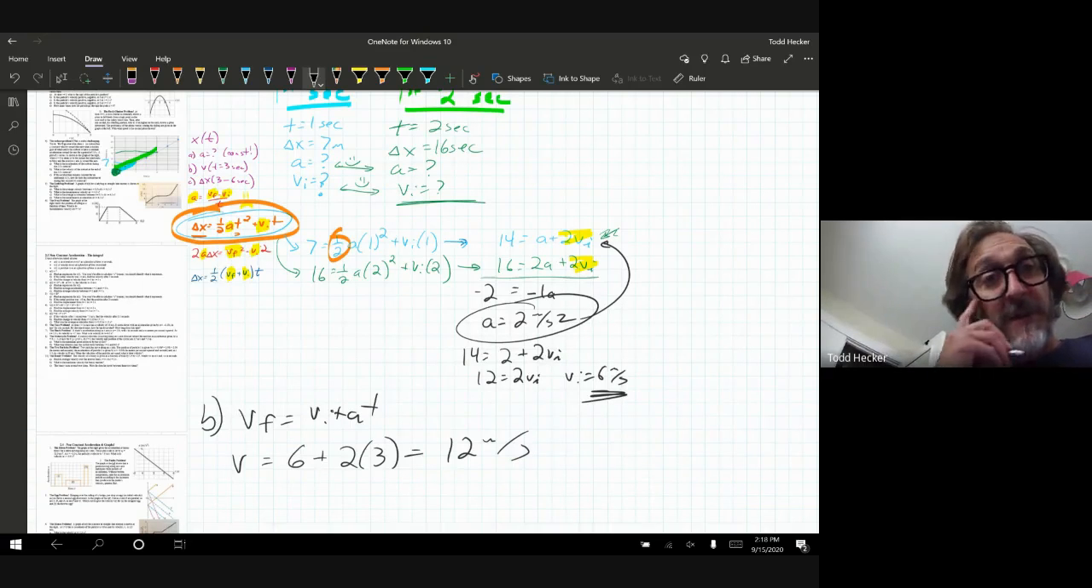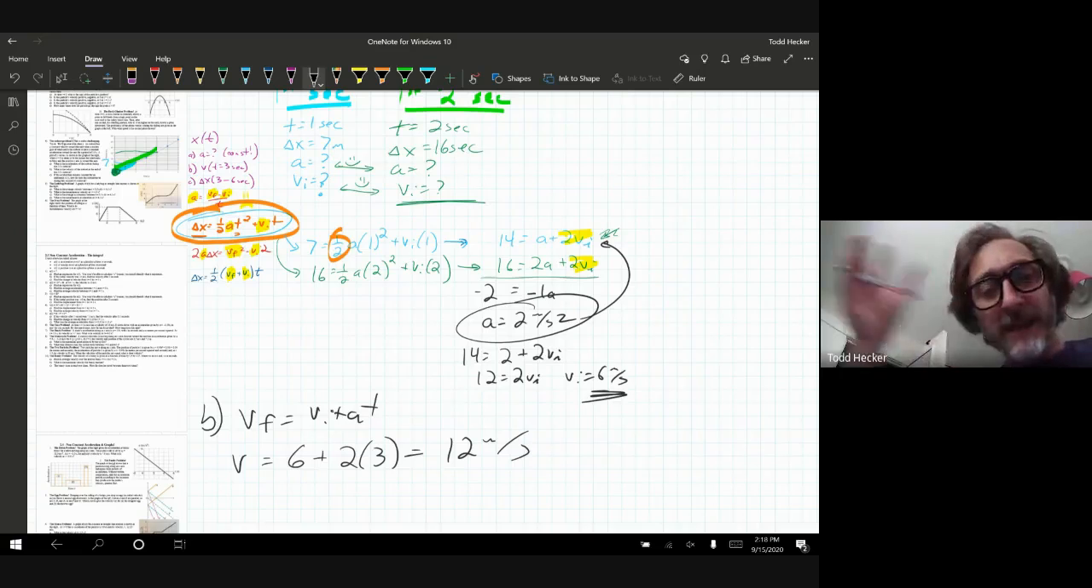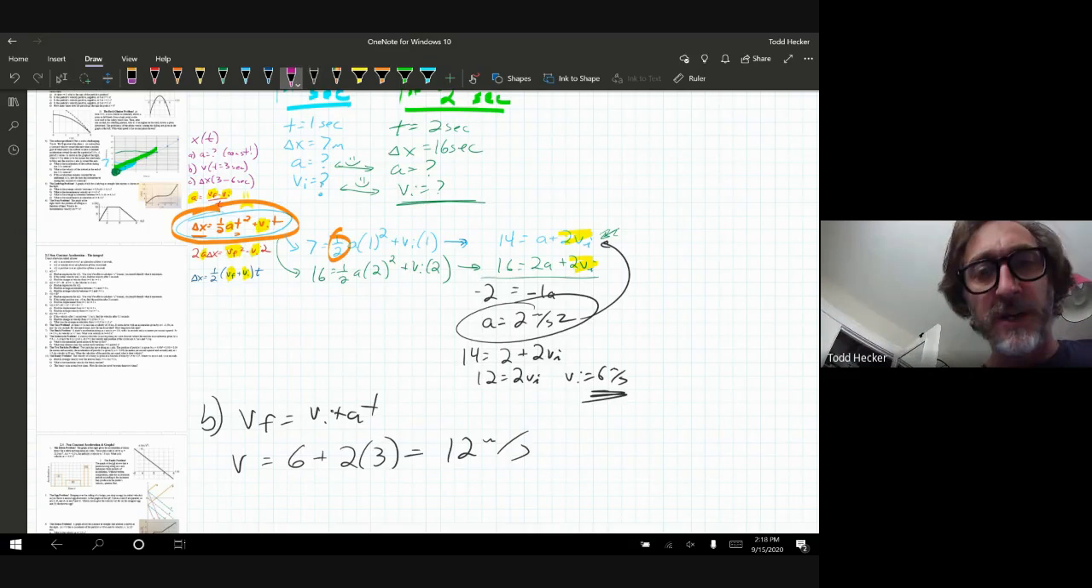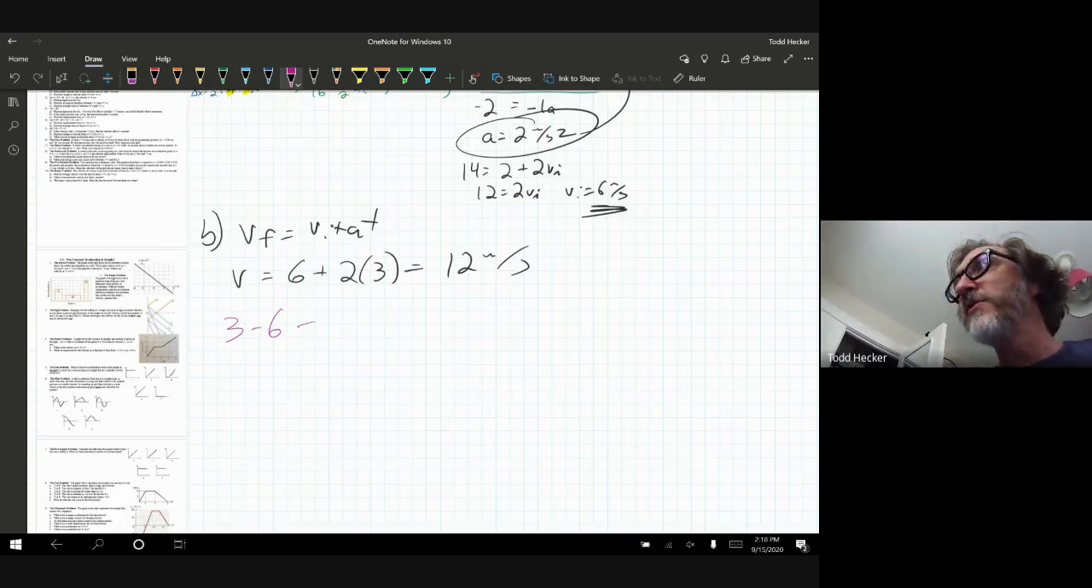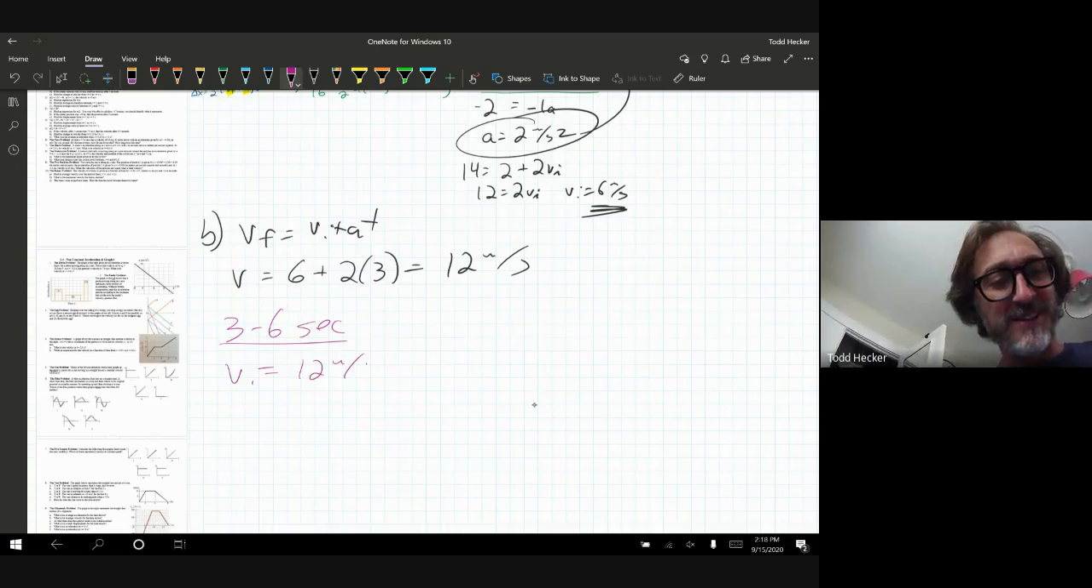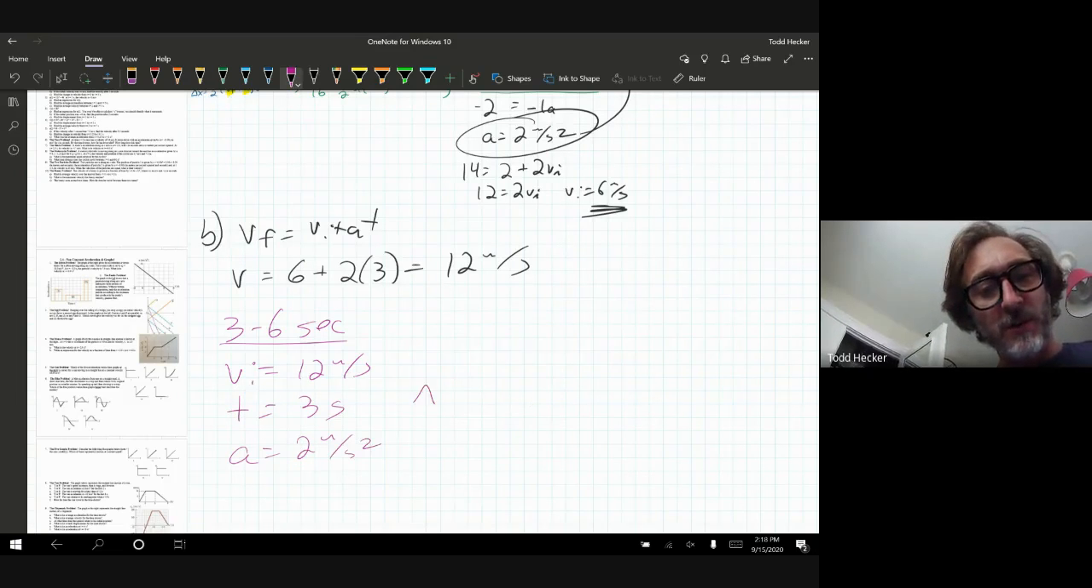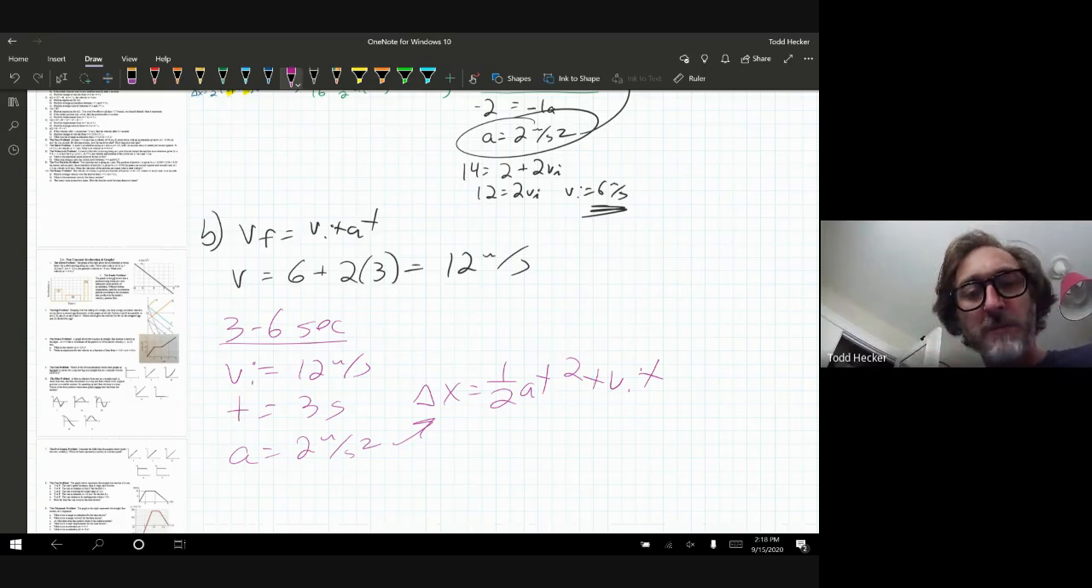And then finally, to find the displacement during the second 3 seconds, I'm going to do that one over here in purple. So what do we know? From 3 to 6 seconds, we know our initial velocity is 12 meters per second. We know the time elapsed is 3 seconds. We know our acceleration is 2 meters per second squared. I think we can just use 1/2 at squared plus vit, and plug in your numbers. That should give you the answer, which I don't remember off the top of my head, but you guys can certainly plug and chug.